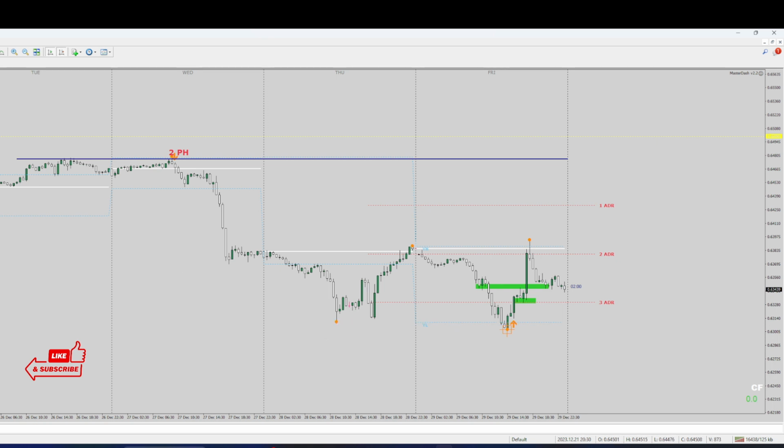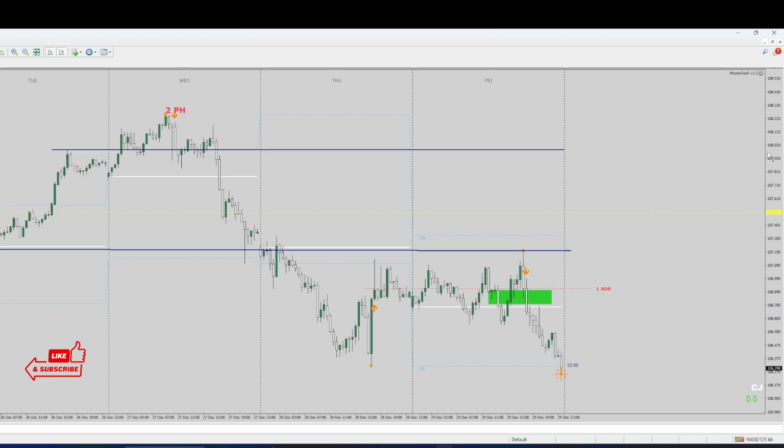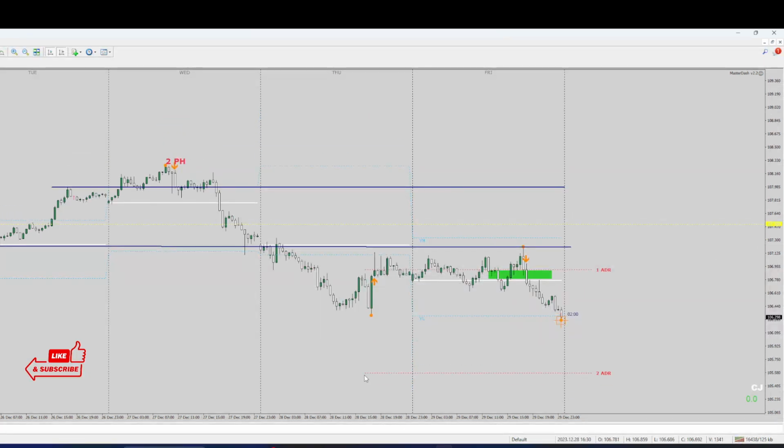Let's go to CAD. Now, I did take this one. It took forever, guys, because you look how many times it came, 3 times to the high on Friday, and I did take this trade. It was a great trade, but it just took a long time.